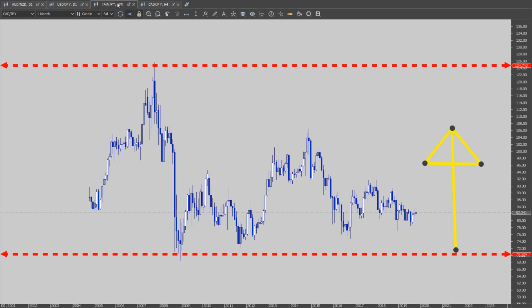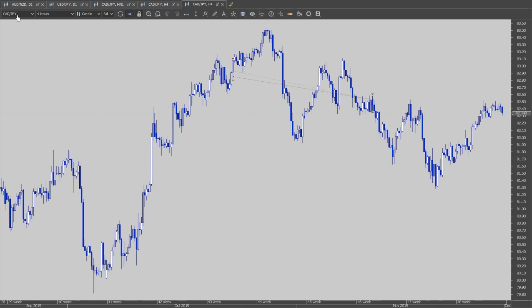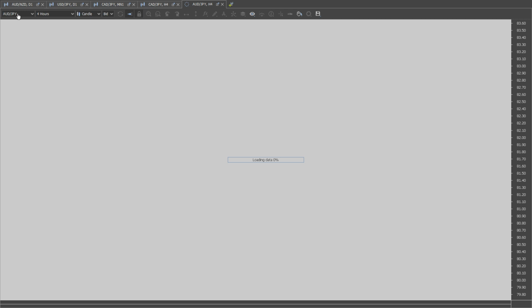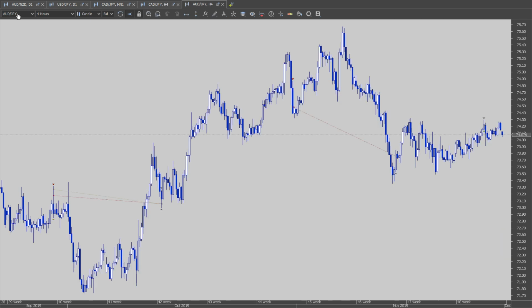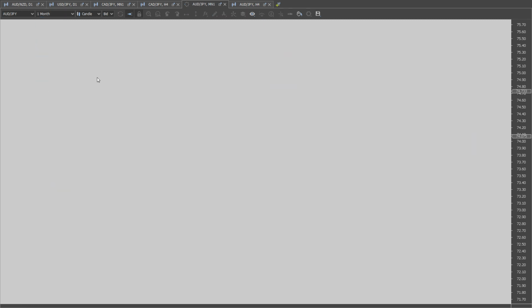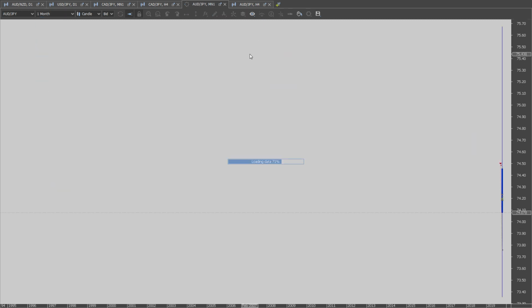Now this is CADJPY. Let's go to AUDJPY, and then we are going to go back to the CADJPY daily chart, right? Who was asking about AUDJPY? Ah yes, okay, great. What time frame do you want, everybody? So AUDJPY, we are going to check the monthly chart first.